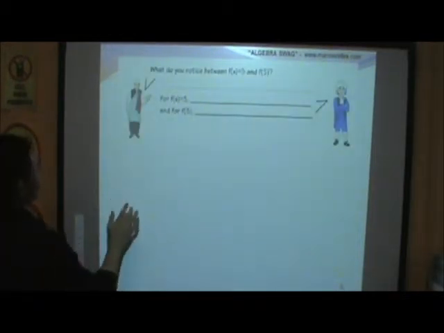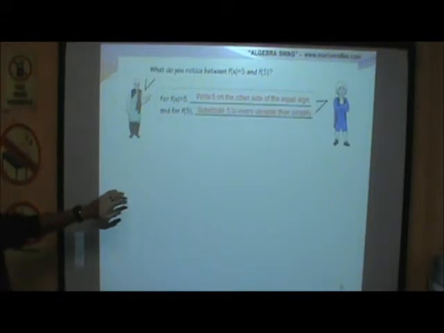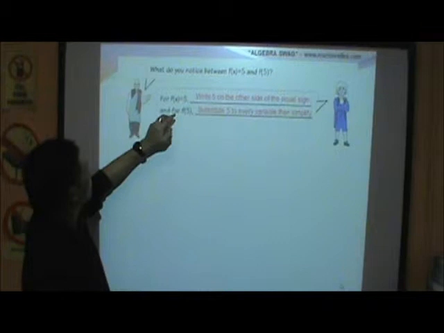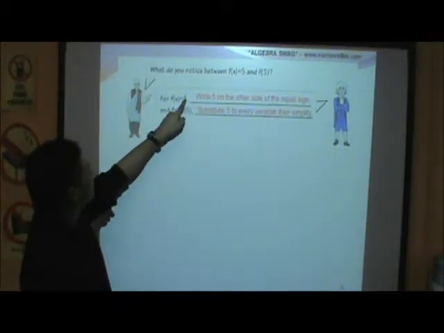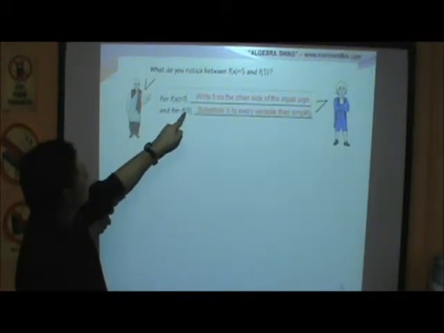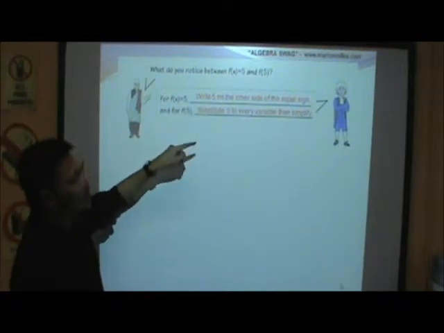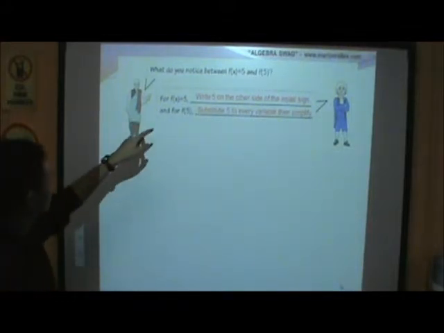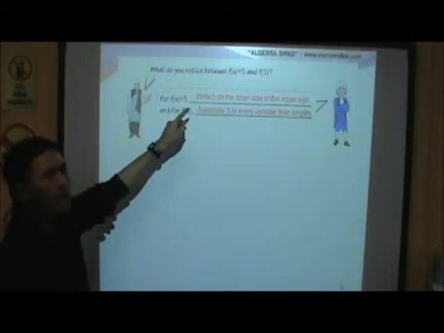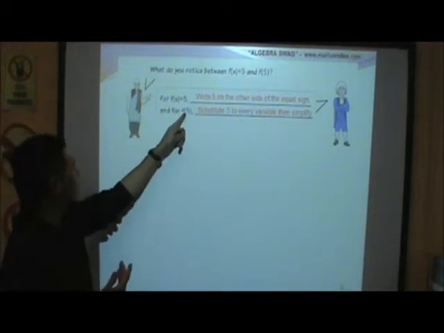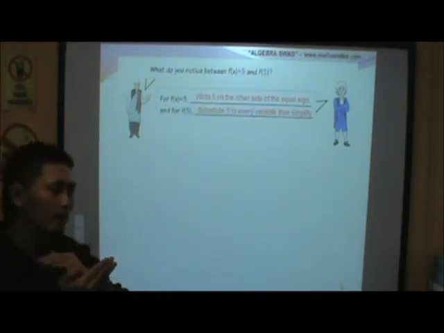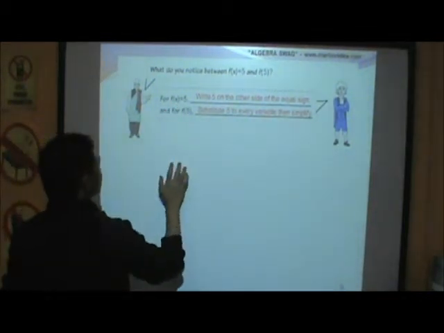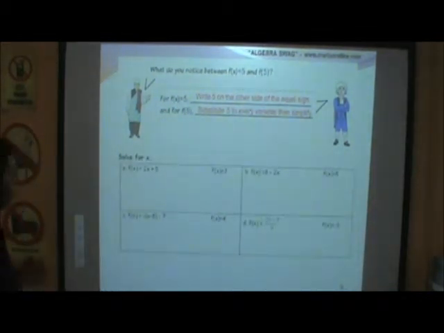Now, there is a difference between these two. As you can see, 5 is outside here, while for the second one, 5 is inside. The ones that we just did were the ones with 5 inside. So when a number is inside the parentheses, that means you have to plug it in for x.